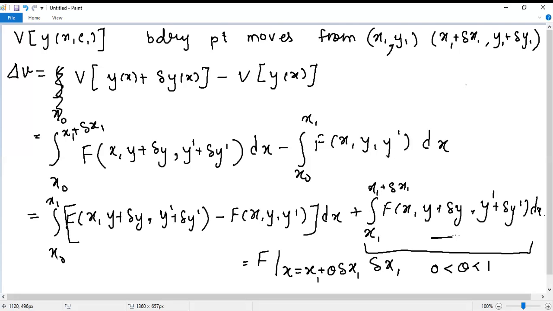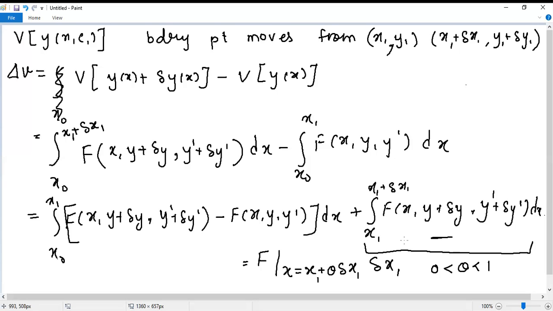Because what does the mean value theorem say? Whatever is here, the derivative of that quantity, we get f at the point c, where c is a point in the interval. That point c is written in this form, x1 plus theta times delta x1, into the length of the interval, that is b minus a. So b minus a will be delta x1. So this second term over here is written in this form by using the mean value theorem.